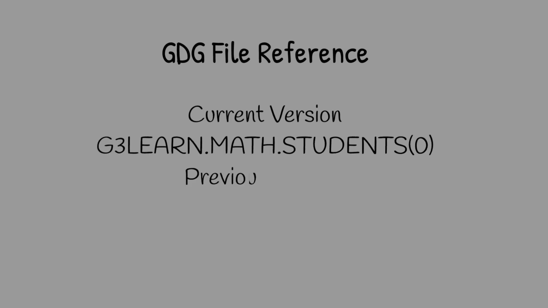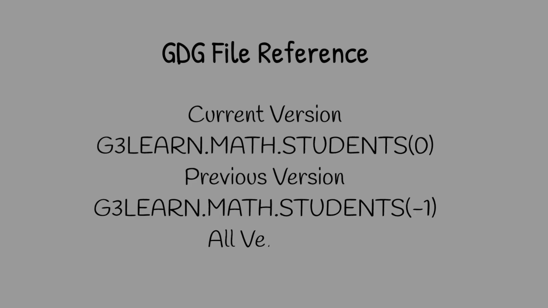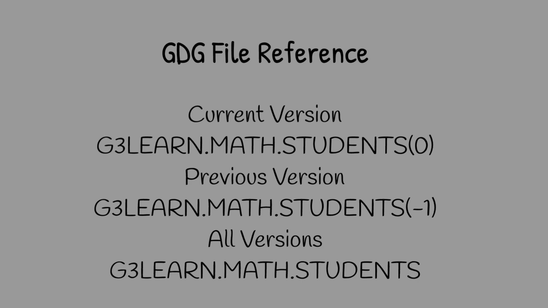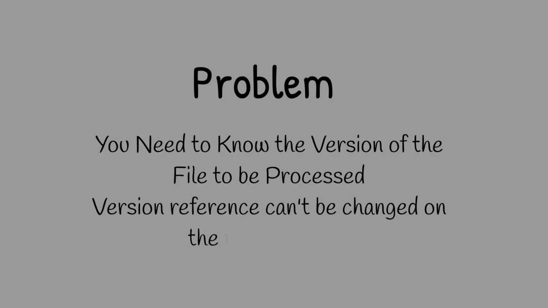So in JCL, you will refer to the current version as 0, the previous version as -1, and if you don't reference any index, then all the versions of the file will be read. This leads to a problem, which is a constraint also, where you would need to know the version of the file that you are looking to process, since the reference to the version can't be changed in the JCL on the fly.